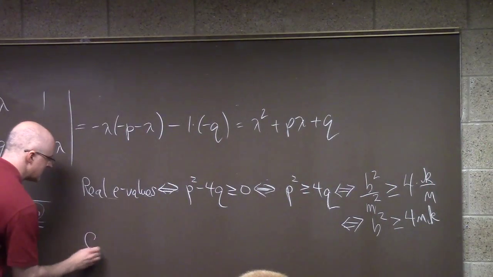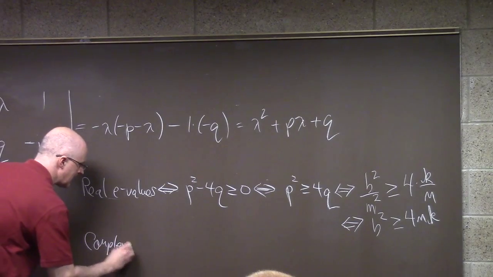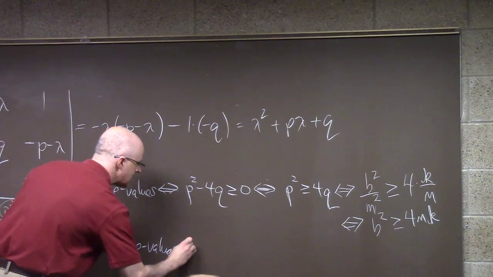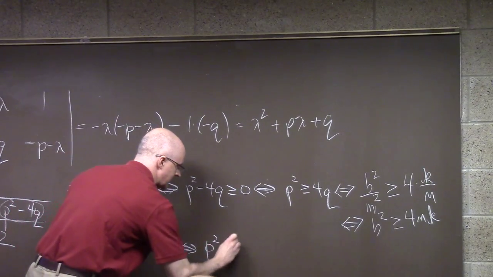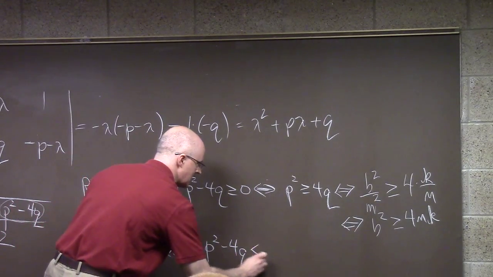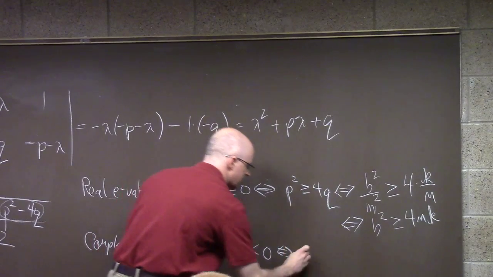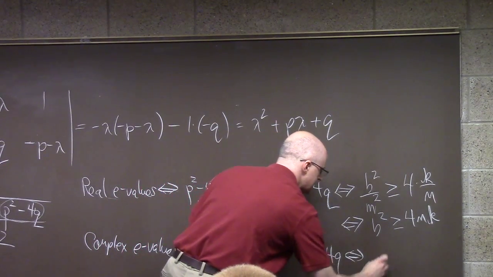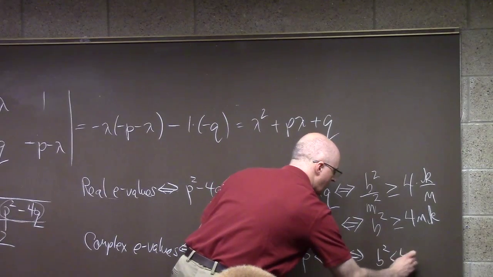The complex eigenvalue case is just the opposite case. P squared minus 4q is less than 0, equivalent to p squared being less than 4q, equivalent ultimately to b squared being less than 4mk.